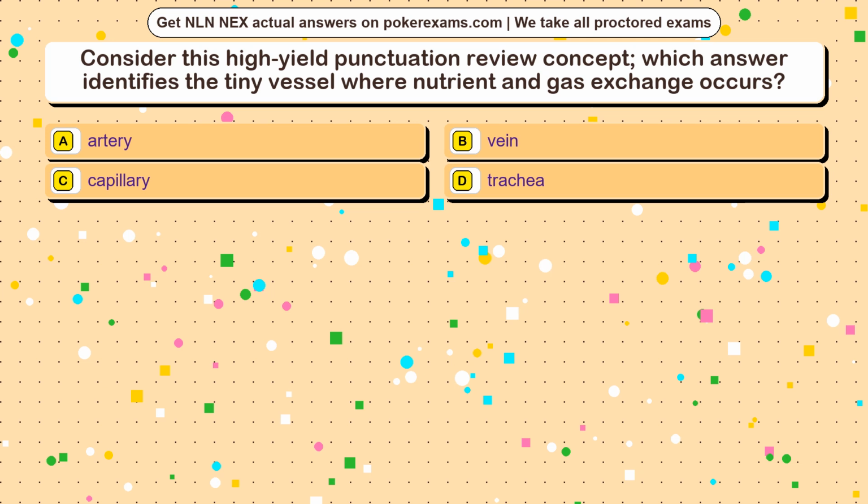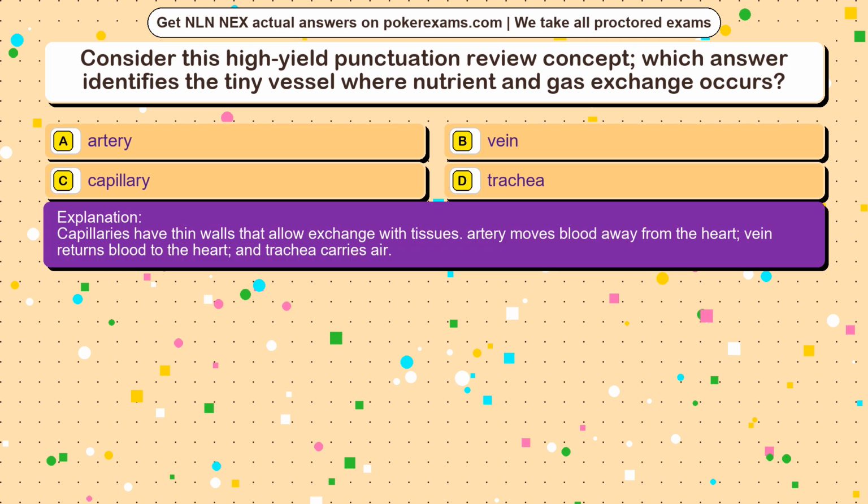The correct answer is option. Capillaries have thin walls that allow exchange with tissues. Artery moves blood away from the heart, vein returns blood to the heart, and trachea carries air.